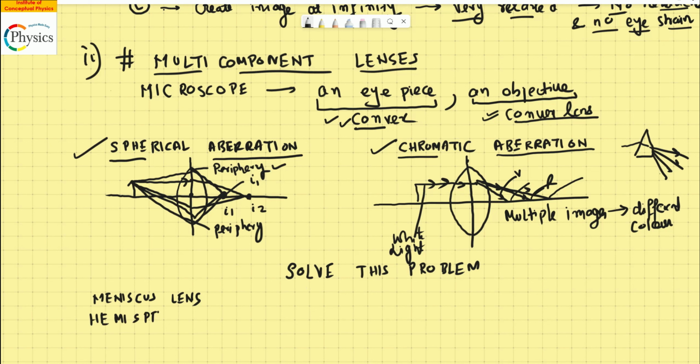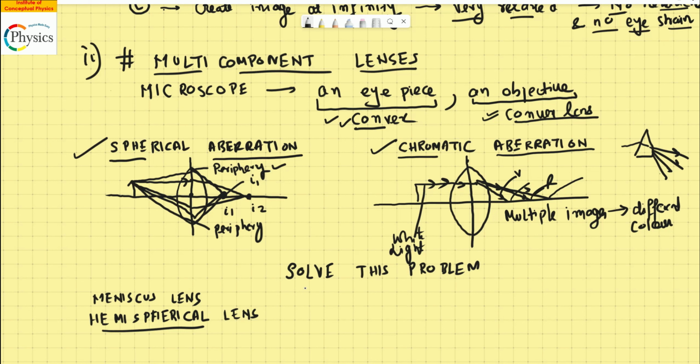Hemispherical, and you don't have to really get into details of the ray diagram and all of that, just for your knowledge, lens. And what they did was they kept these two lenses close to the objective. Okay, what happened because of that?